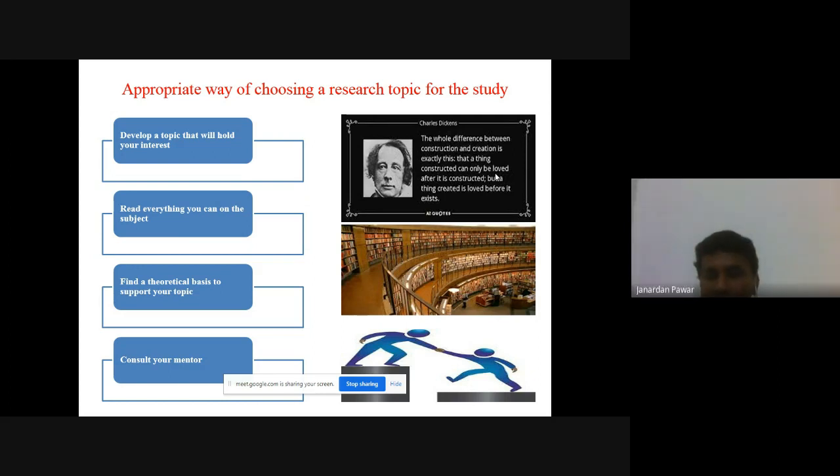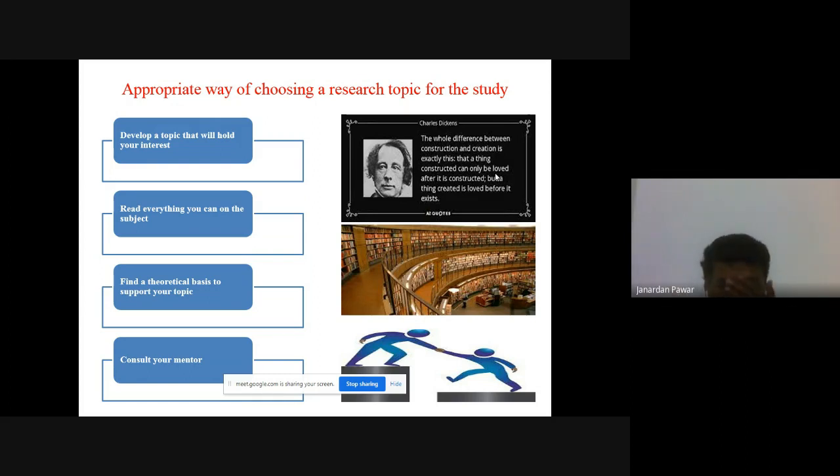See, I'm using this word mentor. Mentor means what? The person you say is your role model, your expert, your guru. So consult, but consult your mentor with your idea. Do not consult your mentor without having any idea. Otherwise, the mentor will impose his idea on your PhD.